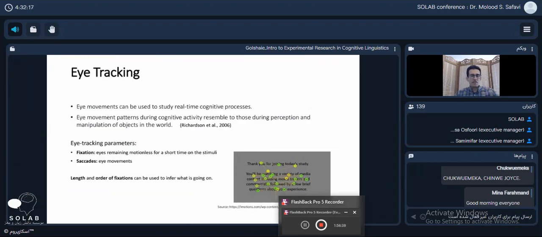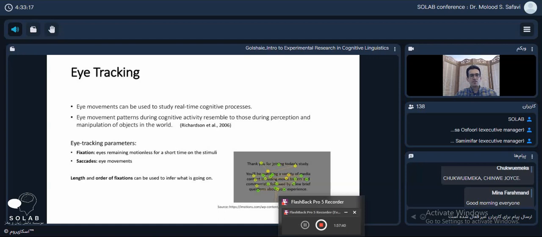Another method which is getting very popular these days in cognitive linguistic research is eye tracking, which can be used to study real-time cognitive processes. In fact, research shows that eye movements during cognitive activity resemble those movements that happen during perception and manipulation of objects in the world. So, if you study eye movements, you can infer what the participants are thinking of or what cognitive processes are going on underlying those cognitive activities, like, for example, language comprehension.